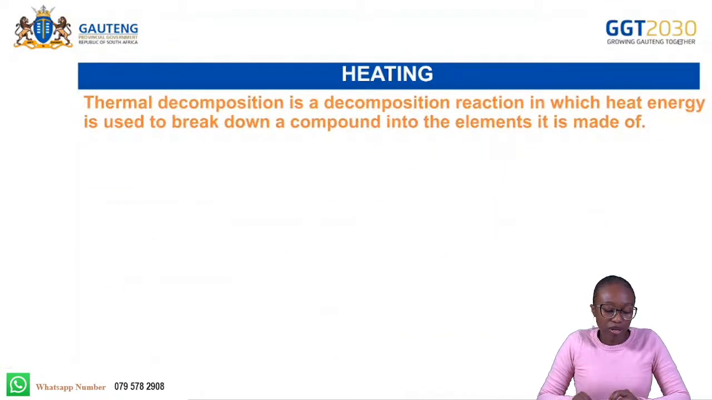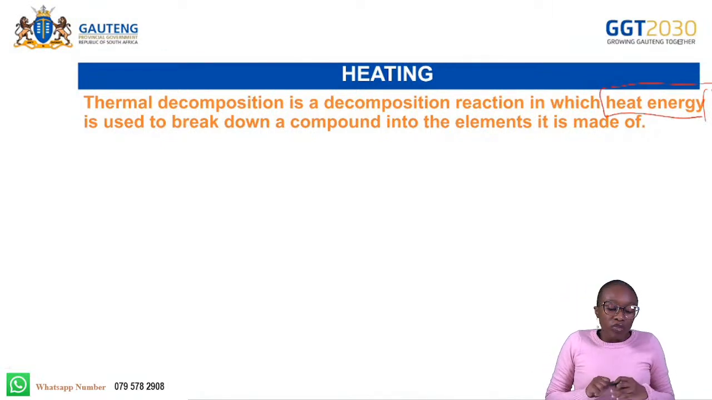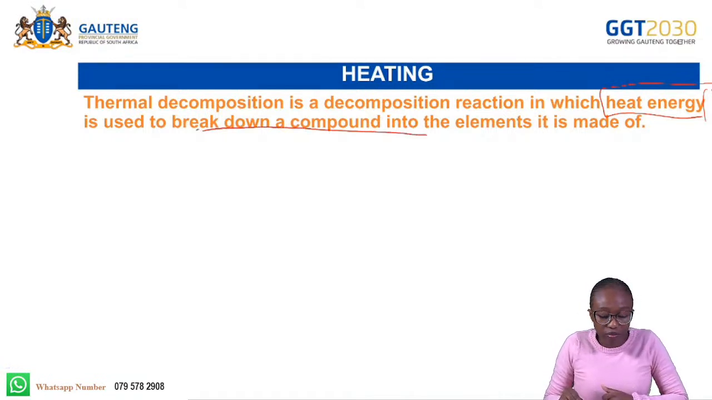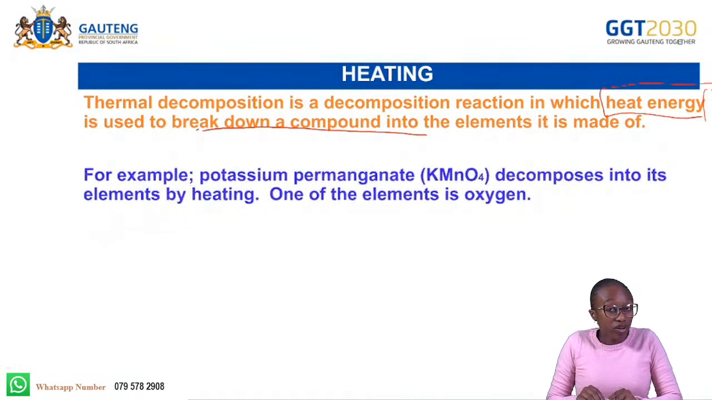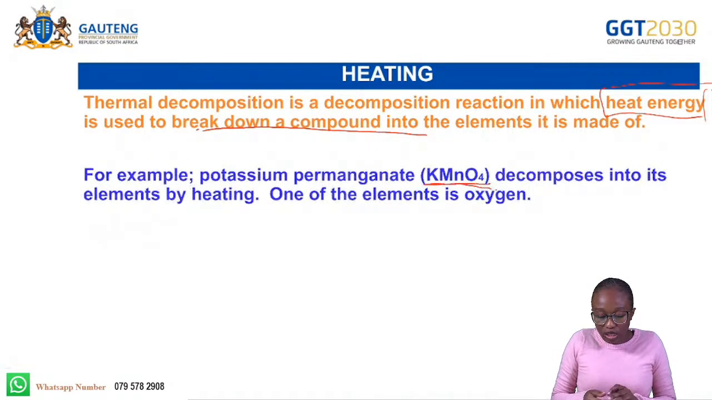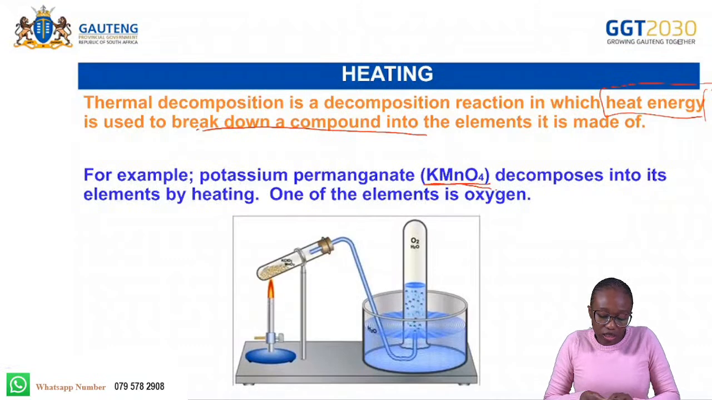Now, the second method is thermal decomposition, a decomposition reaction where we use heat energy. We introduce heat energy in order to break down a compound into the elements that it is made of. For example, potassium permanganate, with the chemical formula KMnO4, decomposes into its elements by heating, and one of the elements produced here is oxygen.